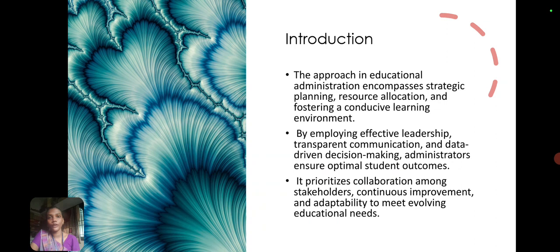So before knowing what a behavioral approach and system approach is, we have to know what an approach is in educational administration. An approach in educational administration encompasses strategic planning, resource allocation, creating a conducive learning environment, and also involves effective leadership, transparent communication between stakeholders and the institution, and decision making. It ensures optimal student outcomes. It mainly prioritizes four things: collaboration among stakeholders, continuous improvement, and adaptability to meet evolving educational needs.